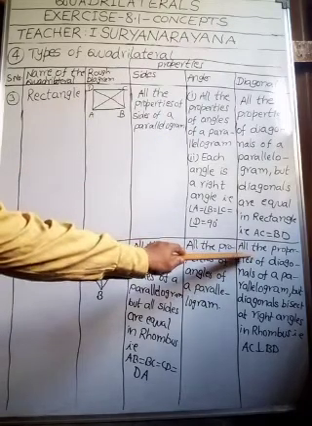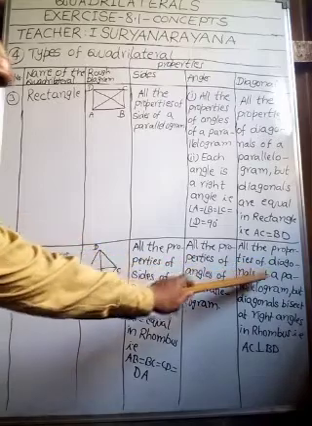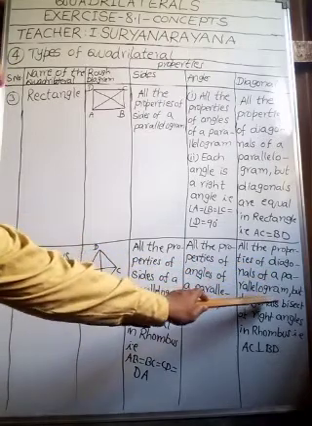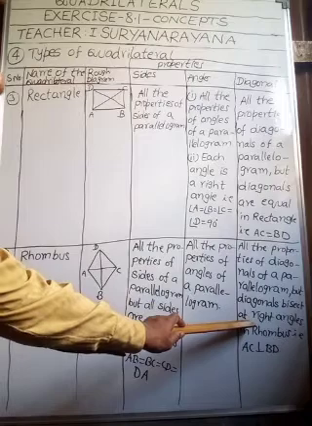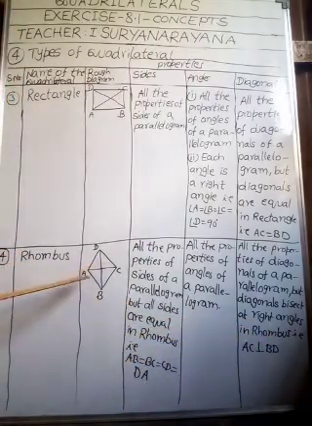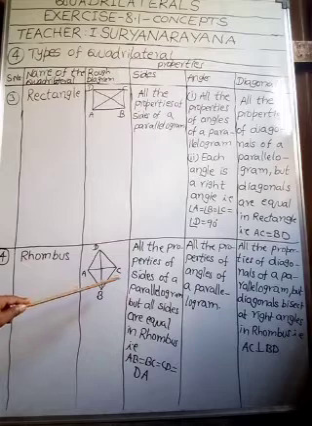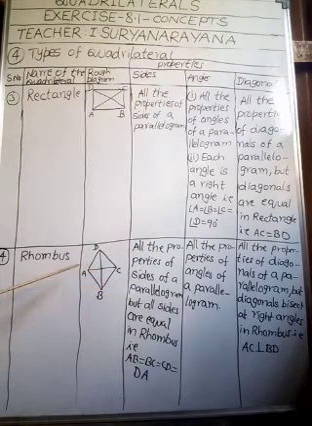Now come to the properties of diagonals of a rhombus. All the properties of diagonals of a parallelogram apply, but diagonals bisect at right angles in a rhombus. That is, AC is perpendicular to BD. Okay, my children. In the parallelogram, diagonals are not equal. Here also diagonals are not equal. They are unequal.